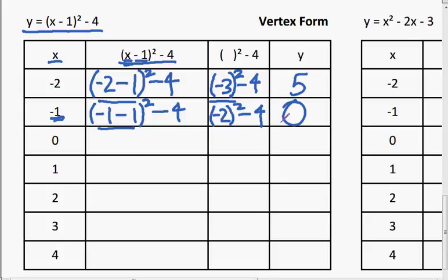Okay? Take a quick minute, and 45 seconds actually, and do it for x equals 0. Fill in the formula, and do the calculations, calculate y.